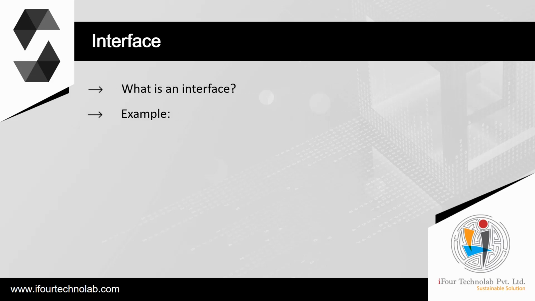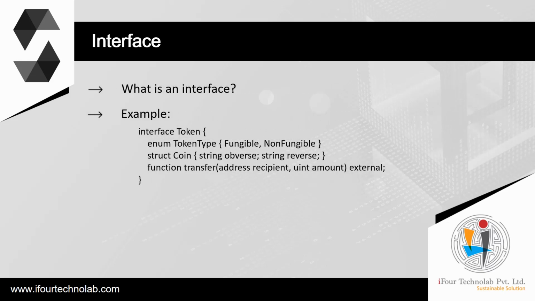What is an interface? Interfaces are similar to abstract contracts, but they cannot have any functions implemented. There are further restrictions. They cannot inherit other contracts or interfaces. All declared functions must be external. They cannot declare a constructor. They cannot declare state variables. Some of these restrictions might be lifted in the future.